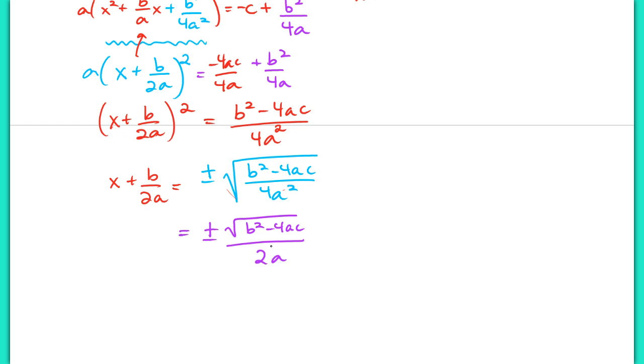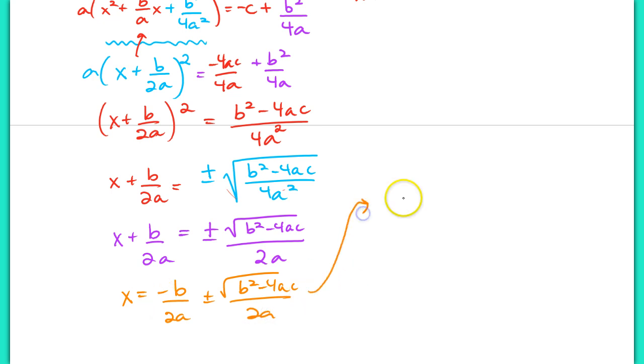So it's outside of the radical now. I can drop that radical. So I have x plus b over 2a is equal to, positive or negative, square root of b squared minus 4ac all over 2a. Now I want x completely alone. So my last step here is to get rid of this b over 2a. So I will subtract it. So I have negative b over 2a plus or minus the square root of b squared minus 4ac over 2a. Now, take a look at this. We can rewrite that as x is equal to negative b plus or minus the square root of b squared minus 4ac all over 2a.